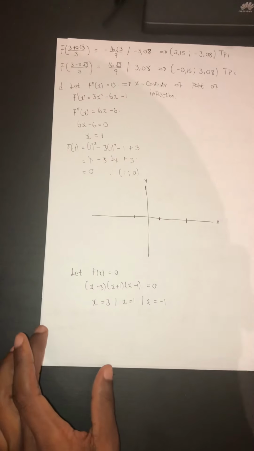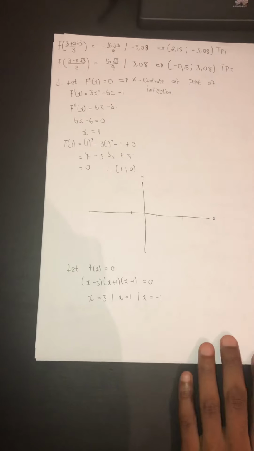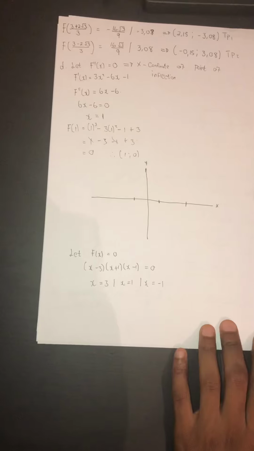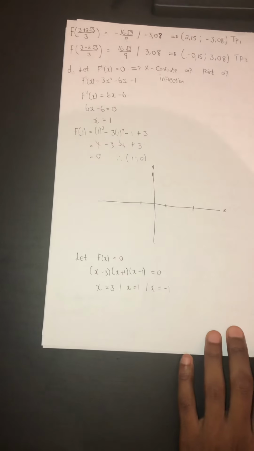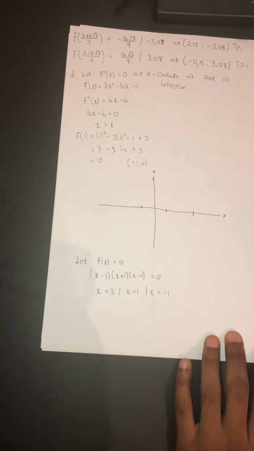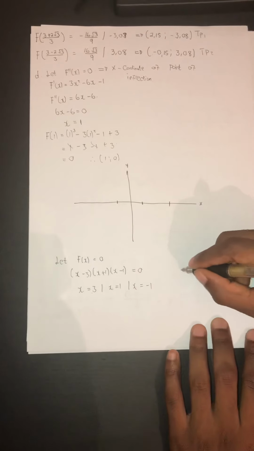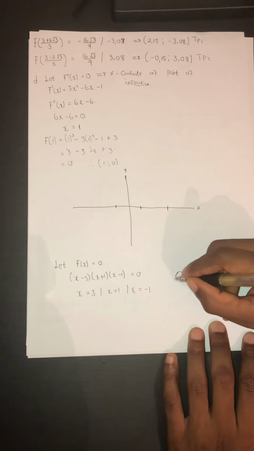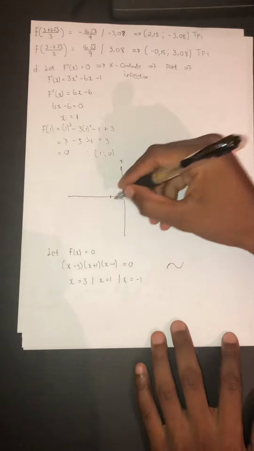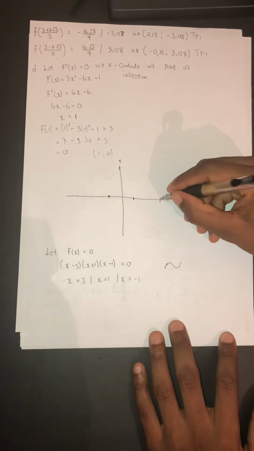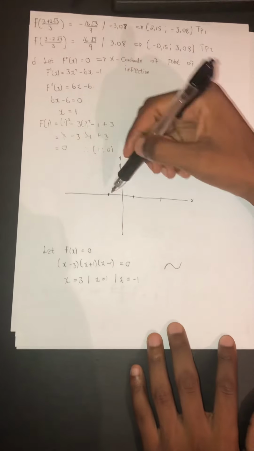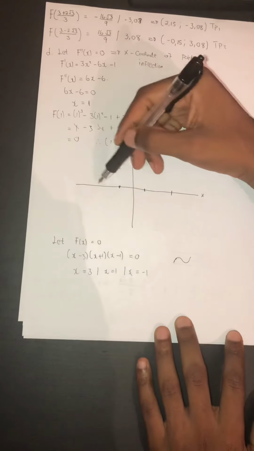And what will the shape of this graph look like? Since our a was a plus 1, we're going to have an increasing function with this shape. So now I have my roots, which are my x-intercepts.